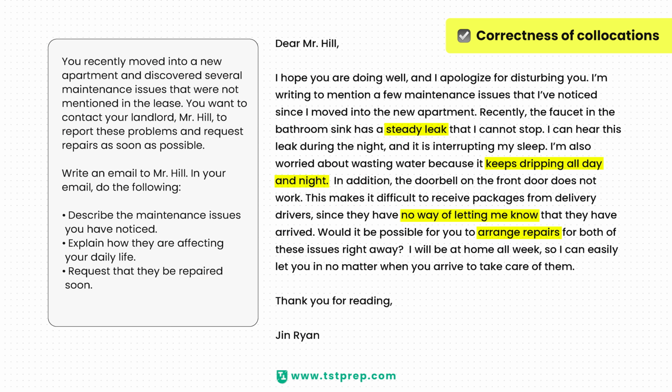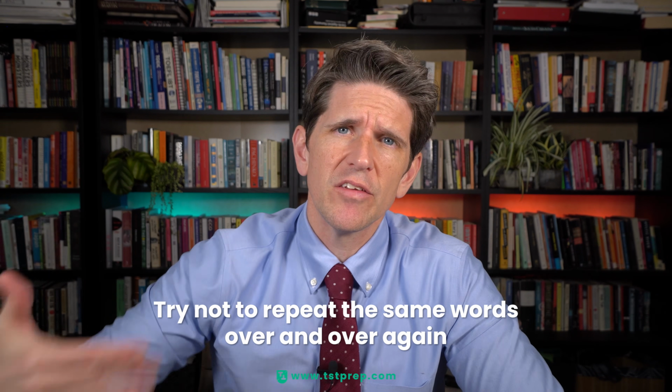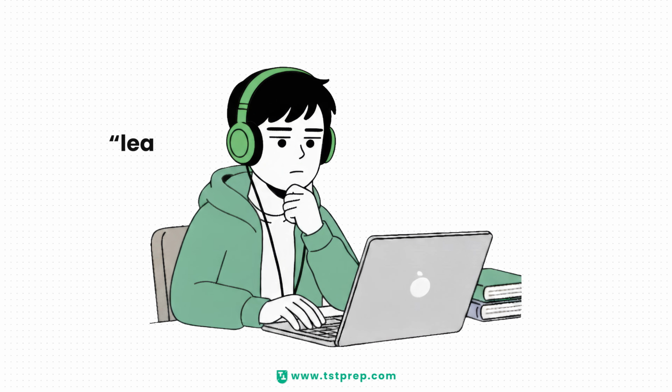It keeps dripping all day and night. They have no way of letting me know, and I have to arrange repairs. These are all collocations, phrases that often come together. Also notice that I try not to repeat the same words over and over again. I said leak twice, so I'm trying to find a different word. So I say, water's dripping. And so I try to change it up a little bit. Make sure you try not to say the same word too often in your response.